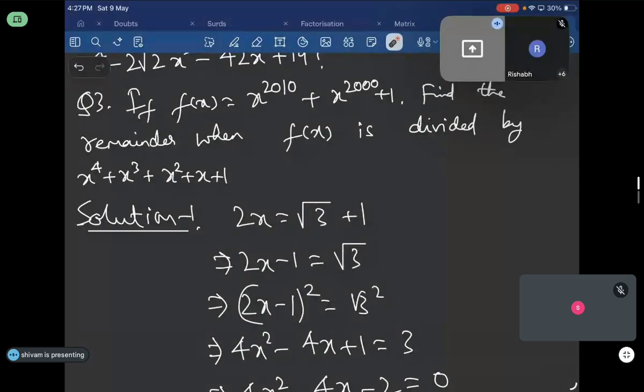Okay, let us start. This x to the power 4 plus x cube plus x square plus x plus 1 is a part of a polynomial. Okay, it's actually a factor of a polynomial. You need to identify.